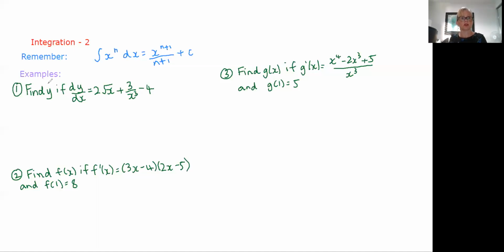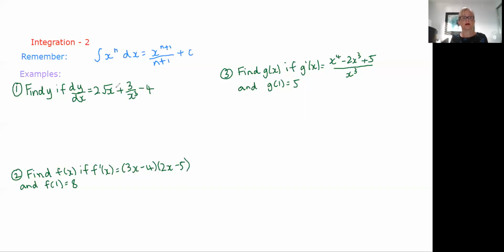I've also deliberately used different terminologies here. I've said find y if dy/dx is this, find f(x) if f'(x) is that, find g(x) if g'(x) is that. In every case, I'm asking you or us to anti-differentiate or integrate. All right, let's get started.